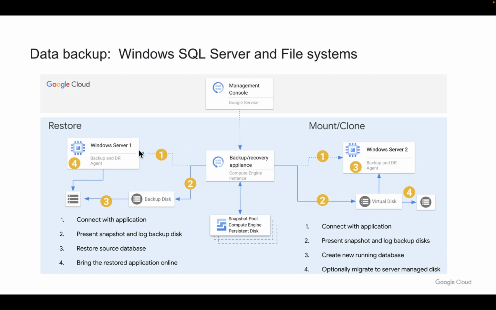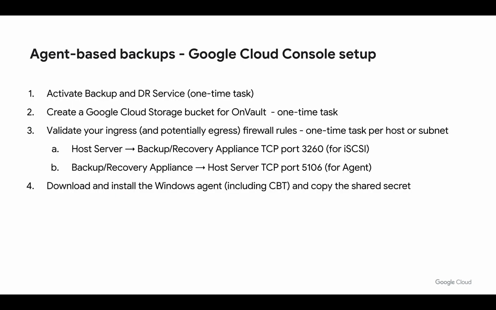In terms of setup steps, we need to activate the Backup and DR service, which I just talked about. We then need to create a Google Cloud Storage bucket for on-vault. We need to validate our ingress and potentially our egress firewall rules. What we're thinking about particularly is port 3260 for ingress into the backup and recovery appliance, and port 5106 for ingress into the host servers that are running the agent. And obviously, for every host that we want to do an agent-based backup, we need to download and install the Windows agent, taking care to ensure that we activate CBT and copy the shared secret.